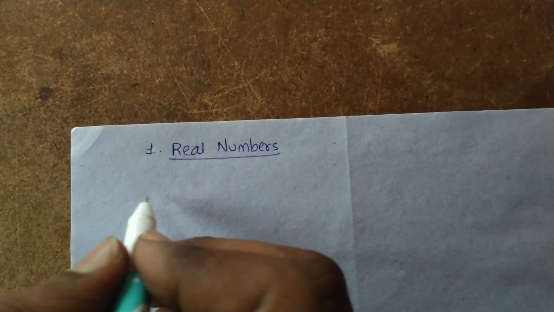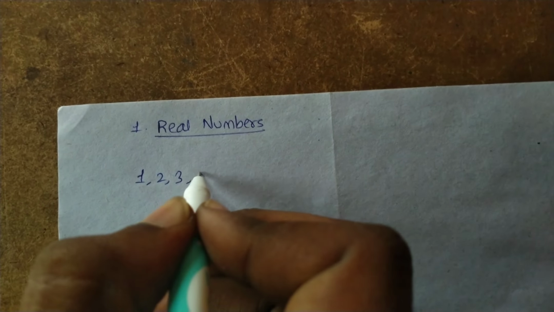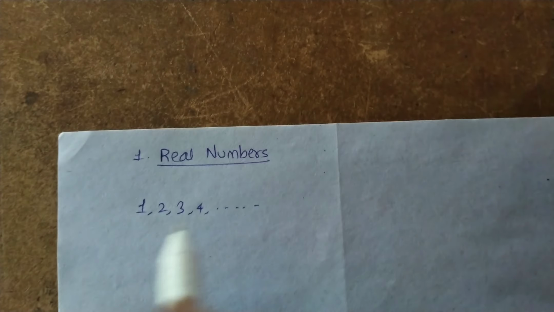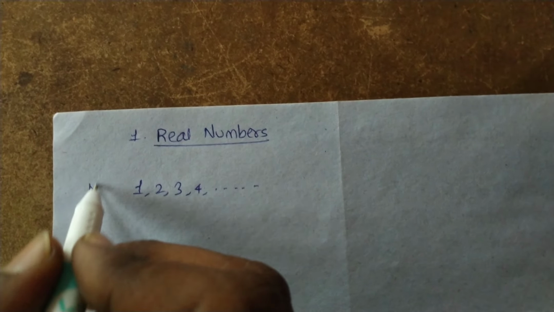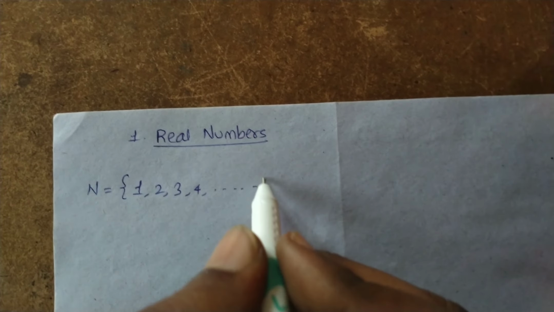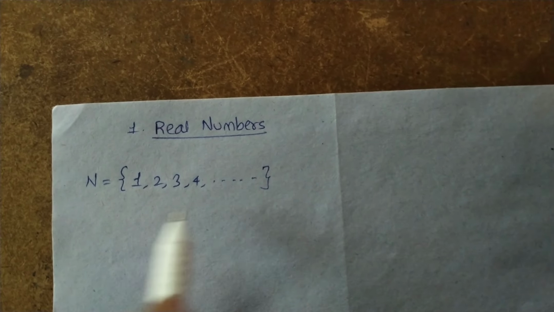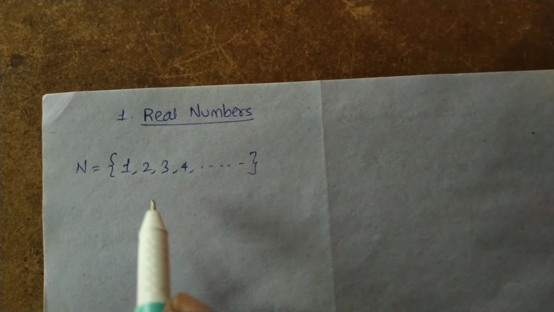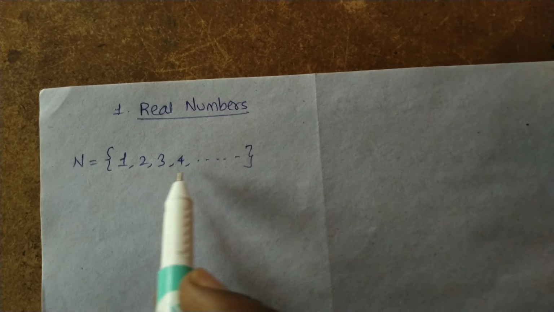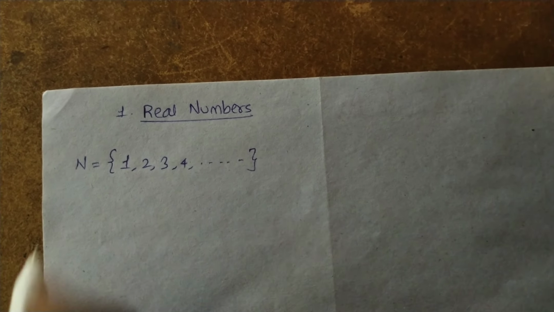1, 2, 3, 4, 5 and so on up to infinity. What are these numbers called? These numbers are called natural numbers. You already know this; you have studied natural numbers in your lower classes. If the numbers start from 1 and go up to infinity, they are called natural numbers.